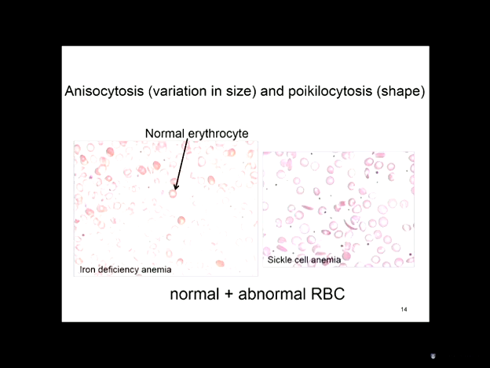So let me just show you a few examples of variation in size. So anisocytosis, variation in size. So here's a smear from a patient with iron deficiency anemia, and you can see that the cell right here in the middle is actually a normal cell. When a patient is anemic, it doesn't mean that all the cells are going to be abnormal. It's going to matter how severe the anemia is. So in this case, this is a pretty severe anemia because very few of the cells are normal. And here's this one example.